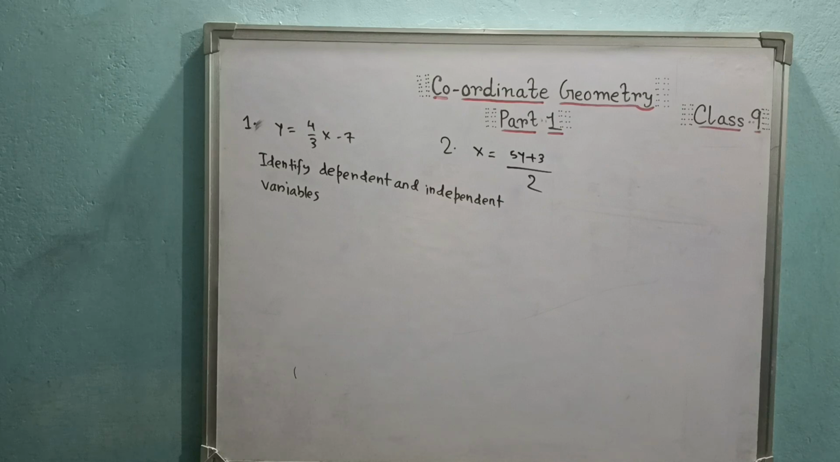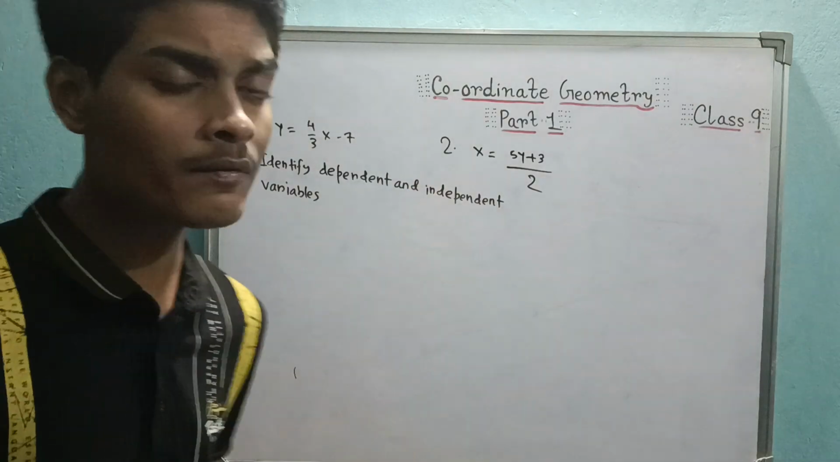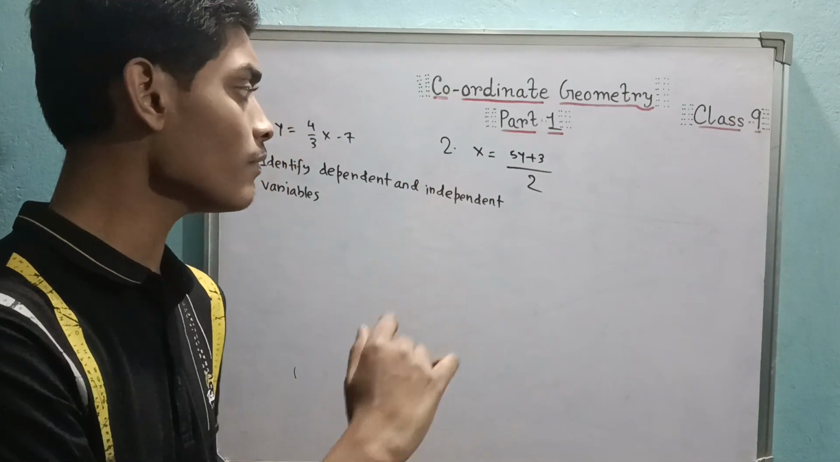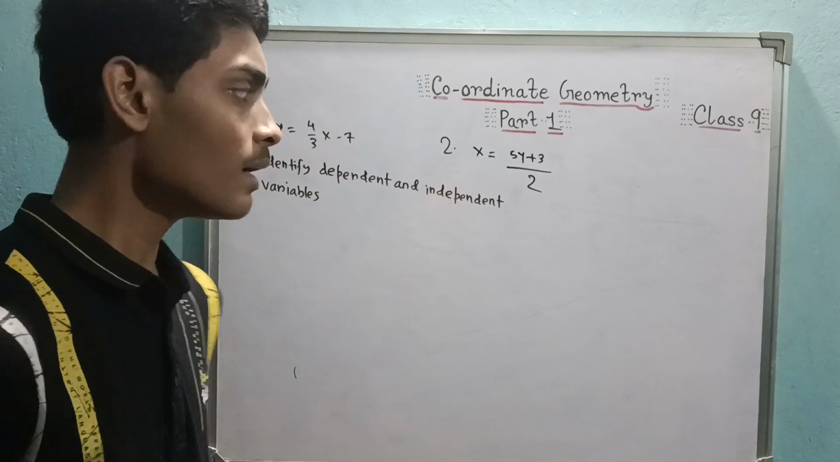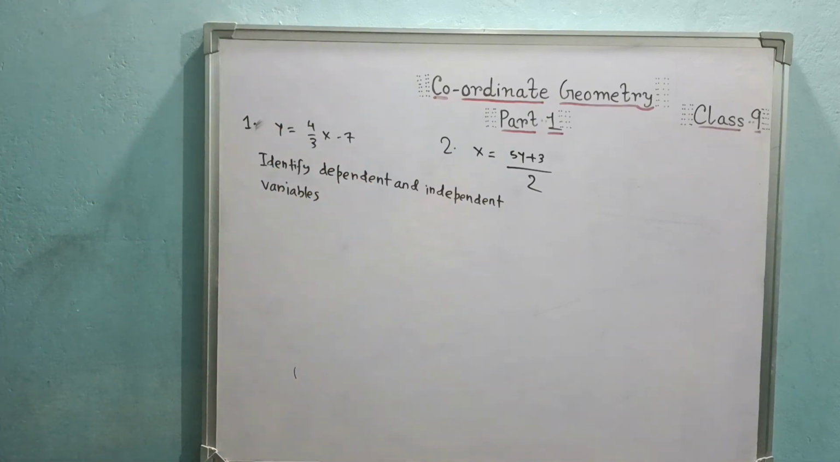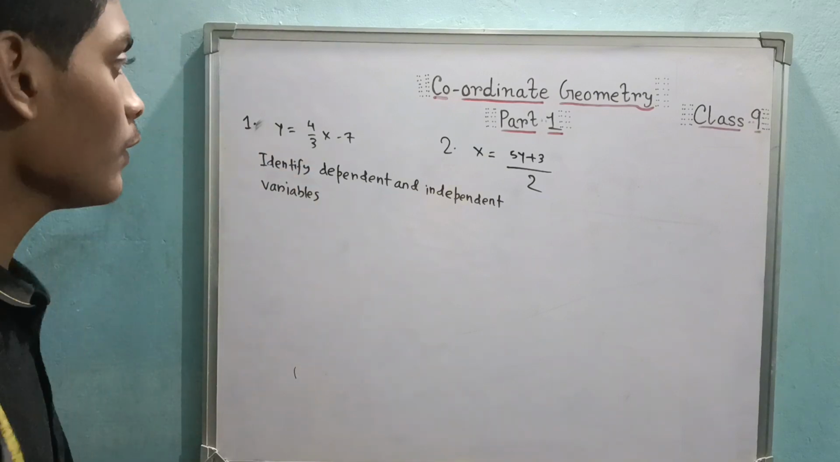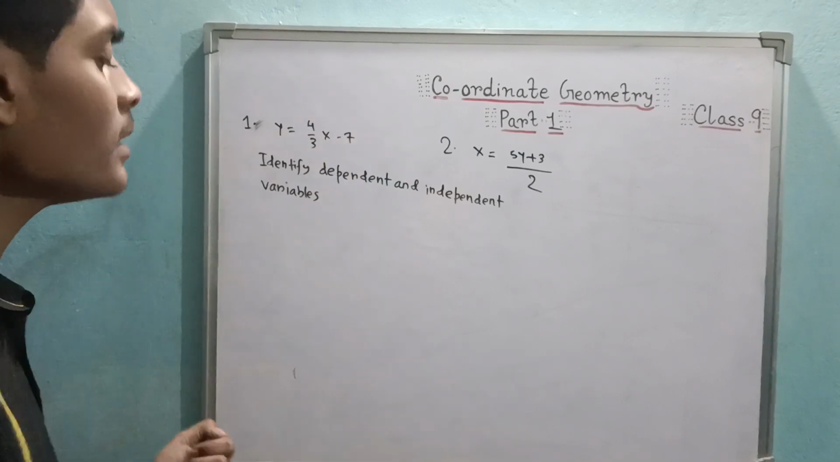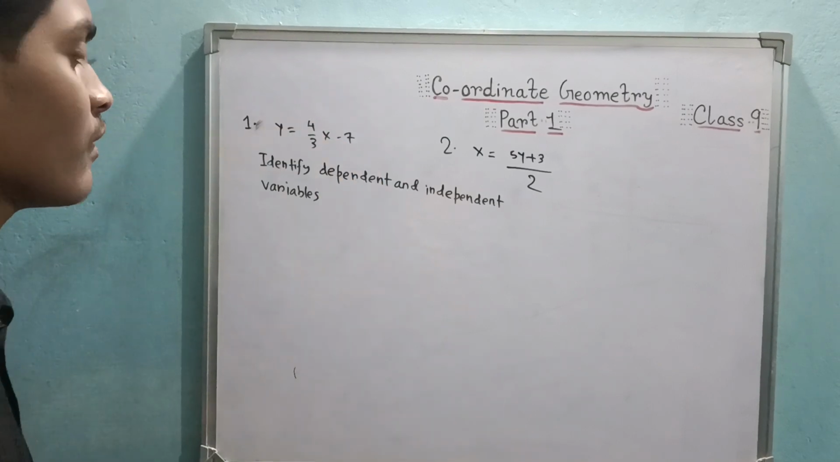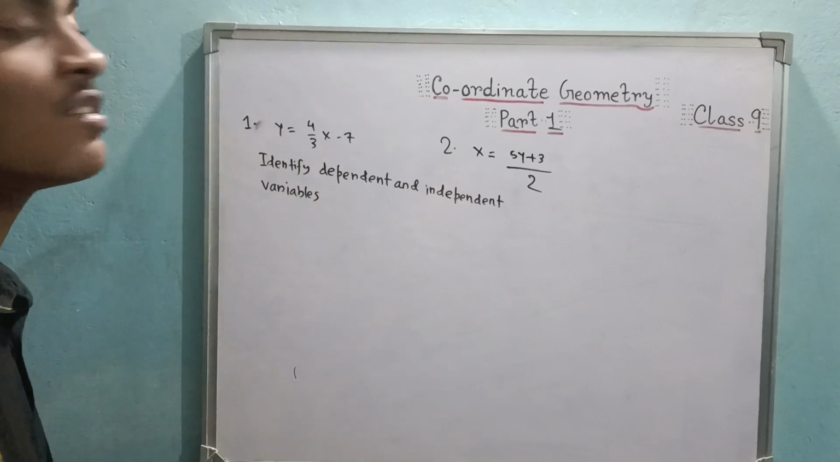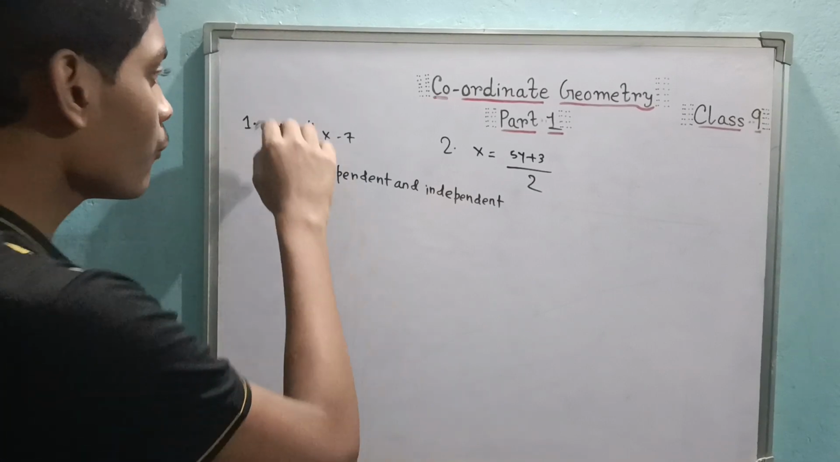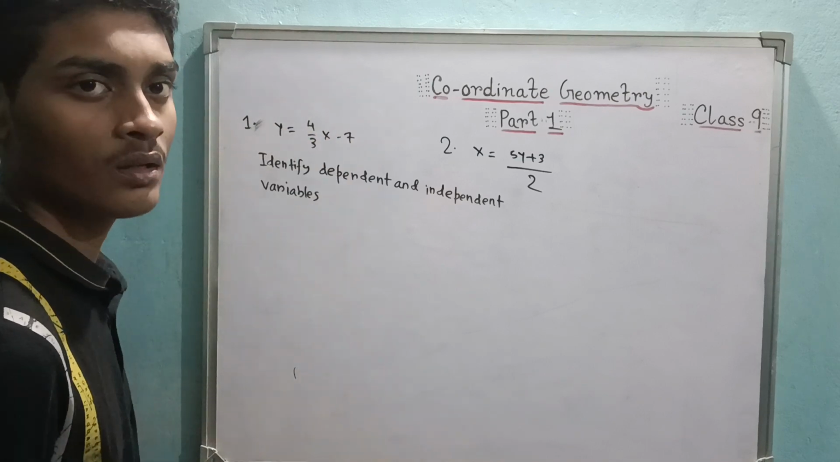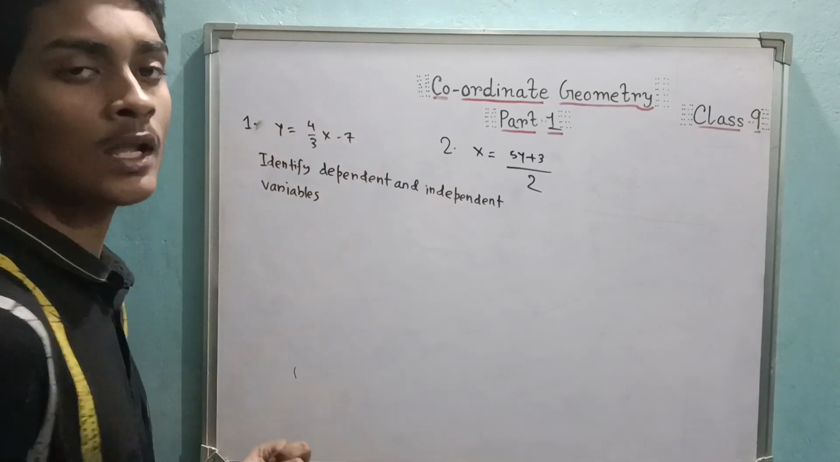Dependent variables are those which change due to the independent variables. Means if the independent variable changes, then the dependent variable's value will change. Now see this first equation, y equal to 4 by 3x minus 7. So here y's value will change if we change the value of x. x's value can be anything, but if we change x's value, then the result y will change, right? y is fully dependent. So y is dependent on the value of x.